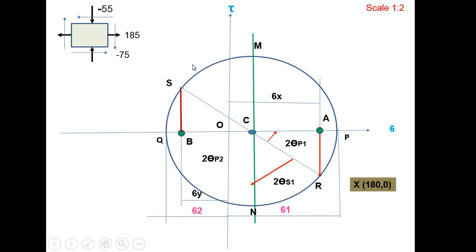Now this X plane, this R point indicates the X plane. This is not a point, actually this is the vertical plane, and this S is the horizontal plane. The coordinate of the horizontal plane is, sorry, here I have written wrong. Here the value is minus 55 and minus 75. Here the value is 185 and minus 75.